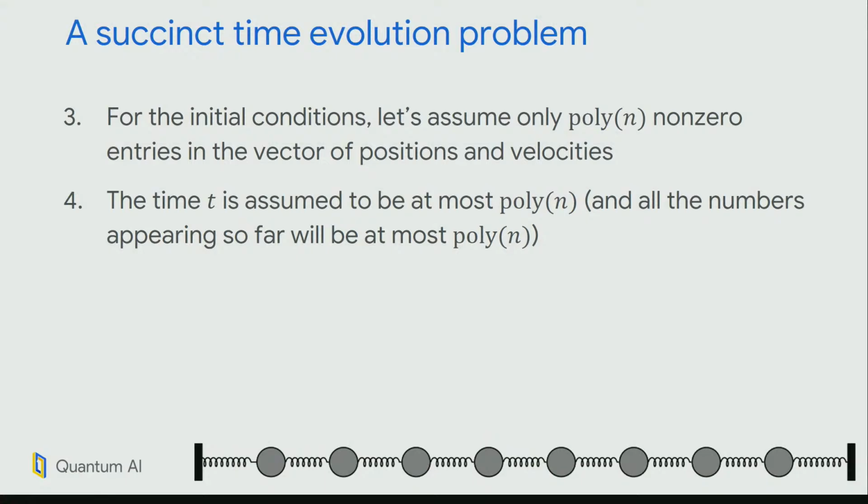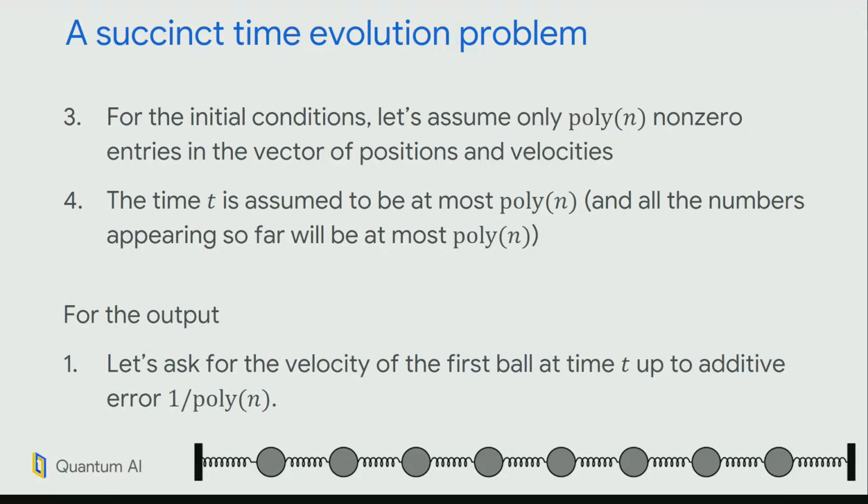Unlike what we did for the input vector, where we said let's just assume it's sparse, you can't just assume the output is sparse, because the output is not in your control. It's just some vector. There are several things you can do here for the output. I'm just going to ask for something simple. I'm only going to ask for the velocity of the first ball as the output. Instead of telling me all of the positions and velocities, I'm just going to say, tell me the velocity of the first ball up to an additive error that is inverse polynomial.